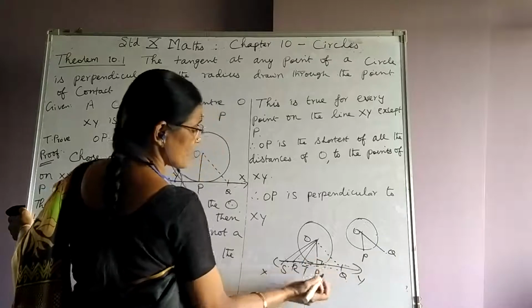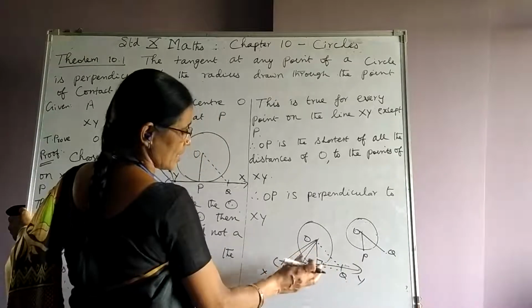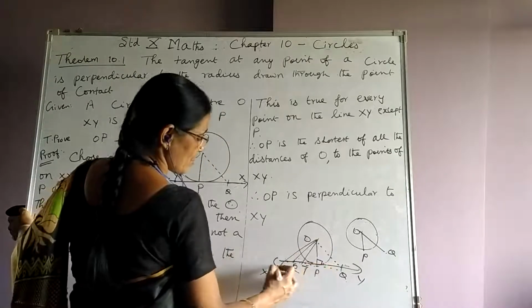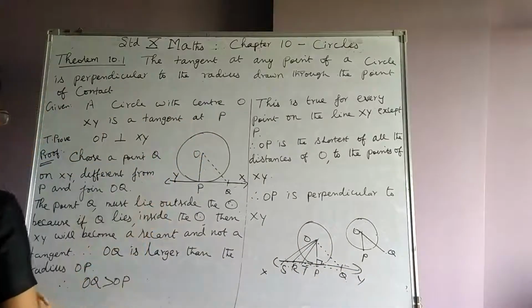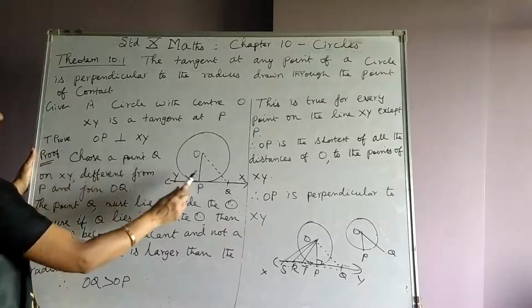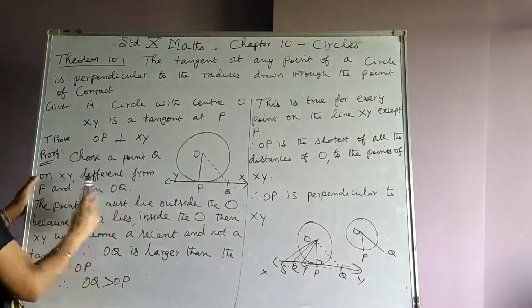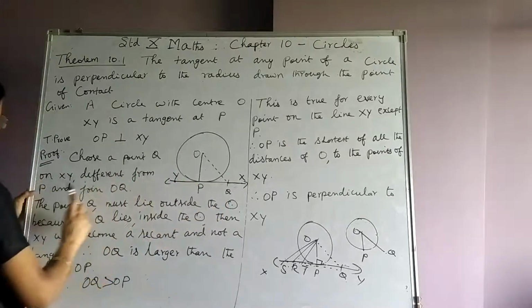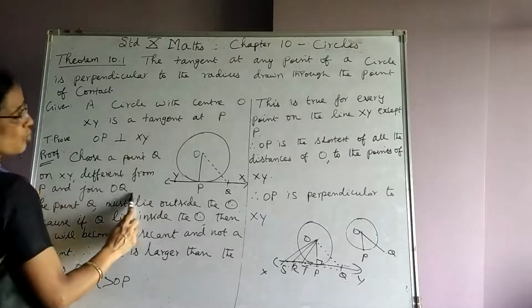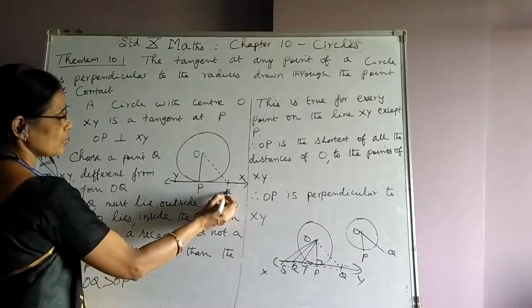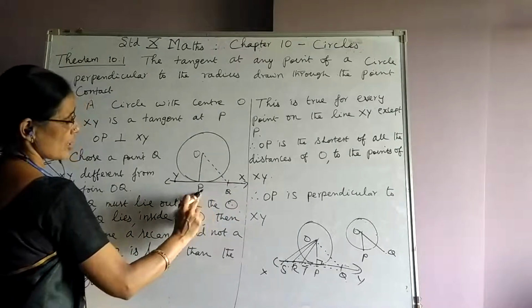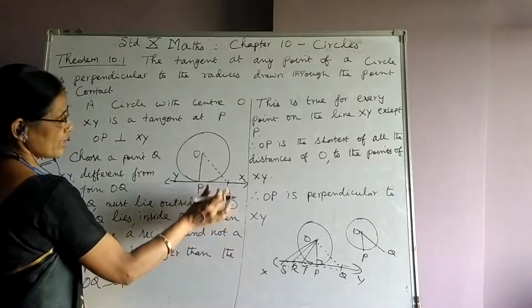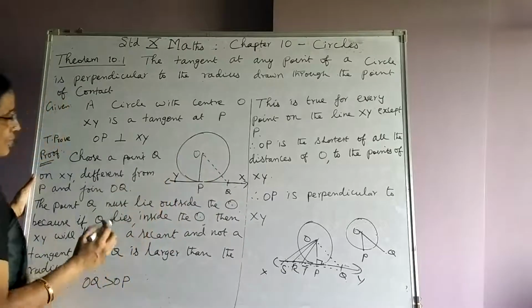Any shortest distance should be perpendicular. Therefore, OP is perpendicular to what? Perpendicular to XY. Let us understand by reading this. Choose a point Q on XY different from P and join OQ. So choose a point Q on the line XY different from P. P and Q are not the same point, they are different points, and join OQ.